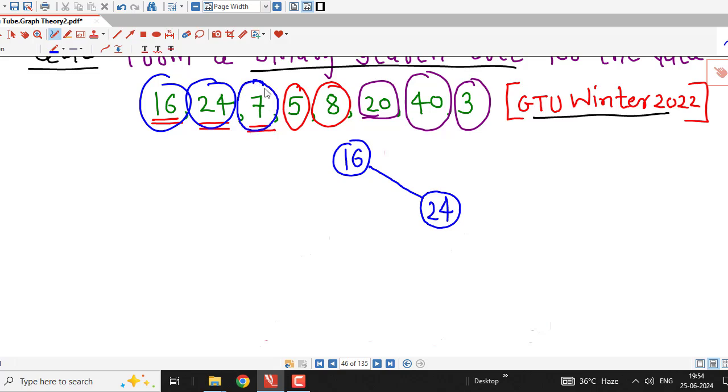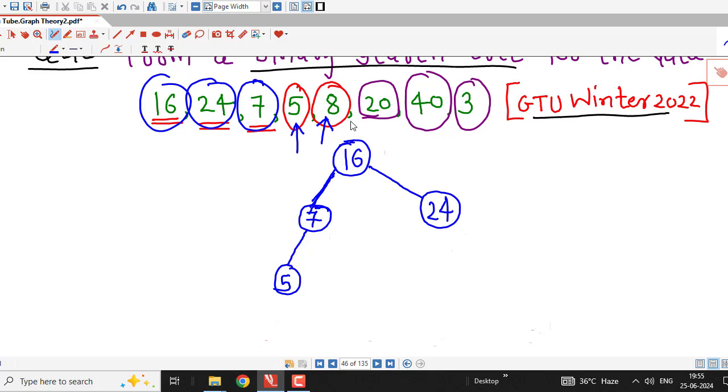Next value is 7. We compare 7 with 16. 16 is greater than 7, or 7 is less than 16, so it is to the left side of 16. Then next value is 5. We compare 5 with 16 first. So 5 is less than 16, therefore it is to the left side of 16. So we go in this direction. Here first value is 7. So we compare 5 with 7, and 5 is less than 7, therefore we put 5 to the left of 7.